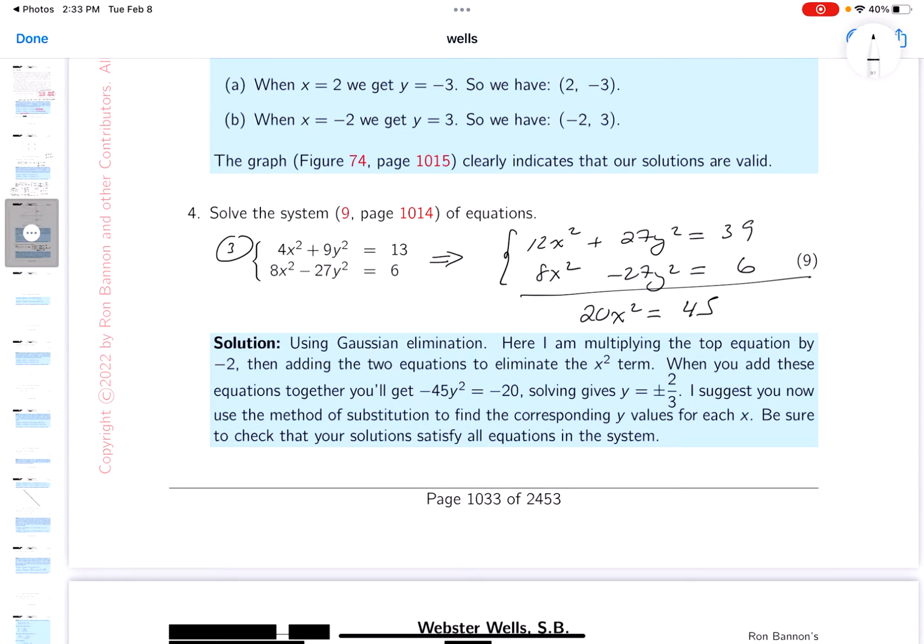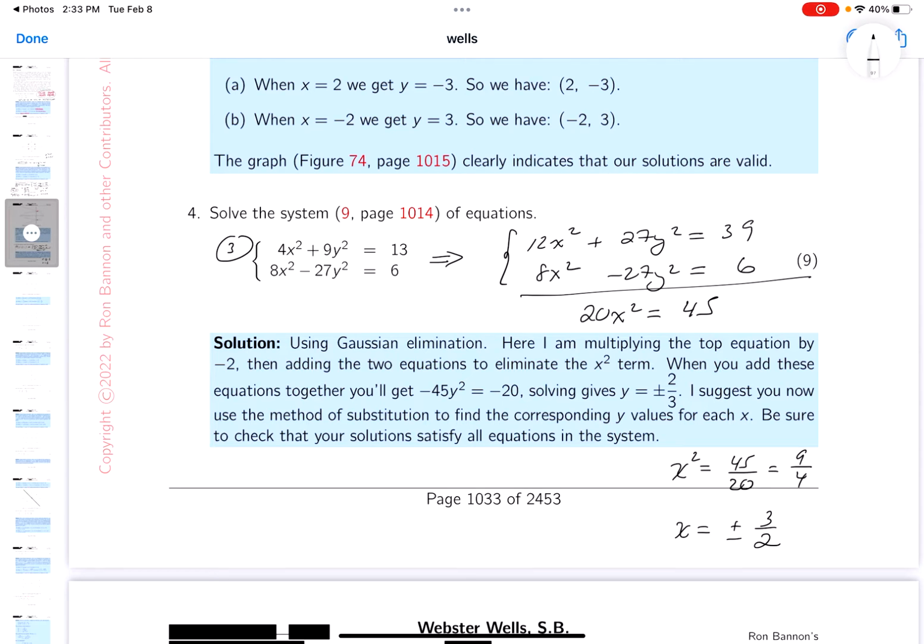And I was hoping for something nicer, but anyway, let's take a look at it. X squared is 45 over 20. And I'm going to reduce that. That's 9 quarters. And you know what? It's really not as bad as I thought. The square root of that would be plus or minus 3 halves. So now I know what my x's are. The question is, I don't know what the y is, and that requires work.